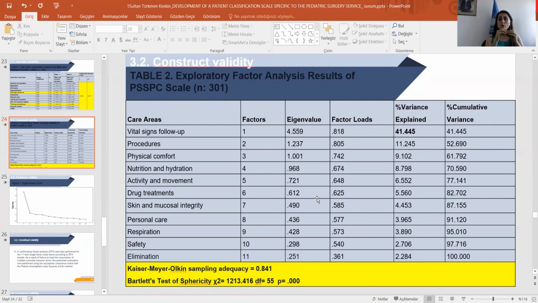The factor loading values of the items in the factor emerging after the second EFA were above 0.30. Based on the explained variance ratio and item factor loading values, it is possible to say that the structural validity of the scale was achieved.